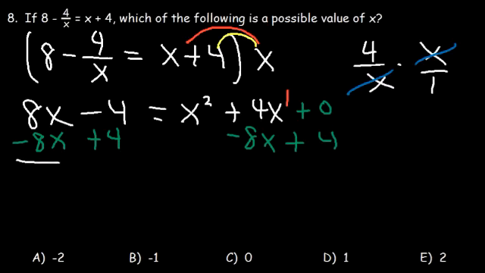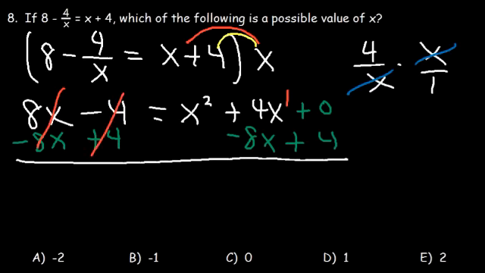If there's nothing there, it's a 0. So these cancel. So on the left side, there's nothing left over, so it's a 0. So 0 is equal to x squared, and then 4 minus 8 is negative 4. 0 plus 4 is 4.